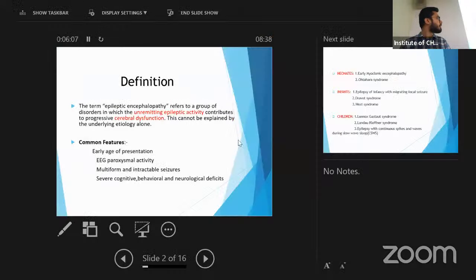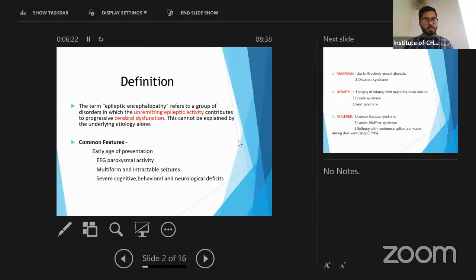The term epileptic encephalopathy refers to a group of disorders in which the unremitting epileptic activity contributes to progressive cerebral dysfunction, which cannot be explained by the underlying etiology alone.